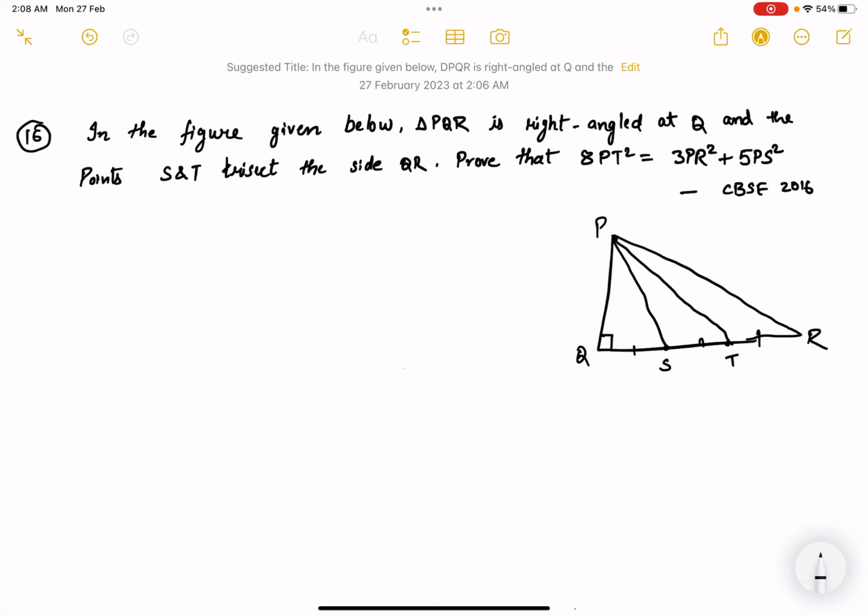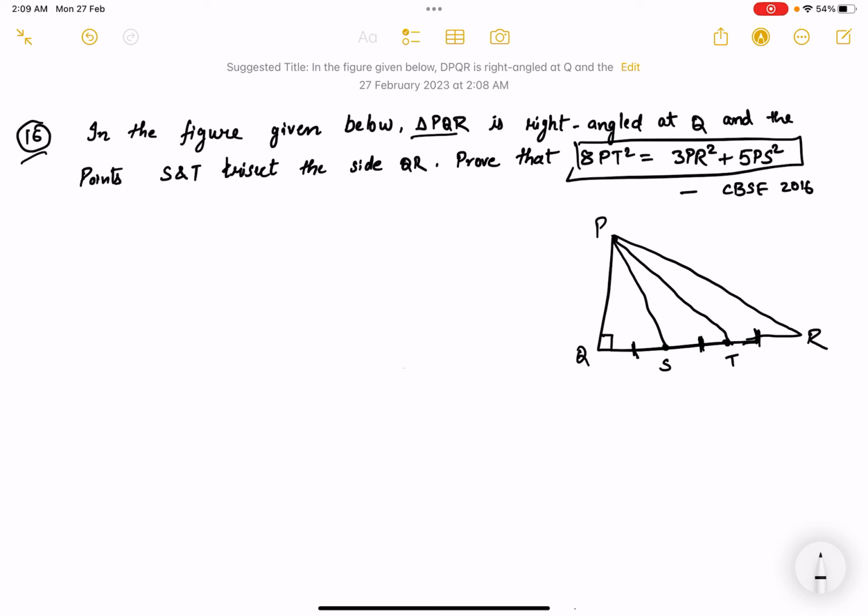Let's take the 16th example from the topic Pythagoras theorem. In this question, triangle PQR is right angled at Q and points S and T trisect the side QR. And then we have to prove this.